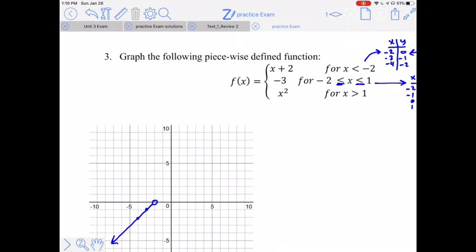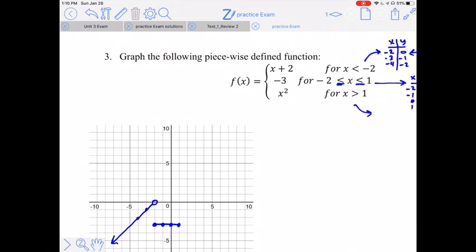So -2, -3, and then -1, -3, 0, -3, and 1, -3. That just forms a straight line between -2 and +1.